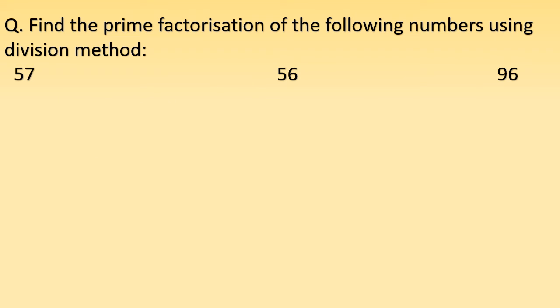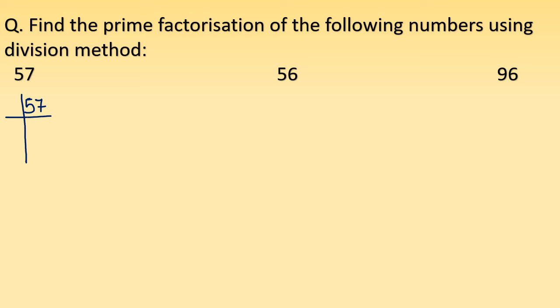Now look at the question given here. We have to find the prime factorization of the following numbers using division method. The first number given to us is 57. So let us take a prime number which can divide 57.